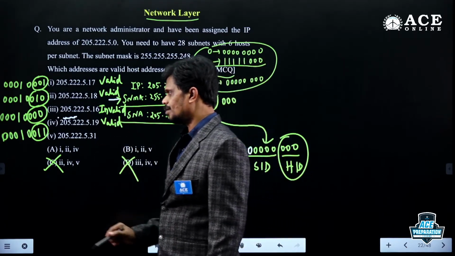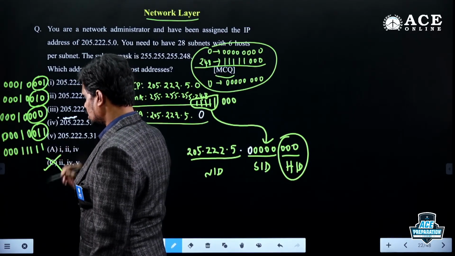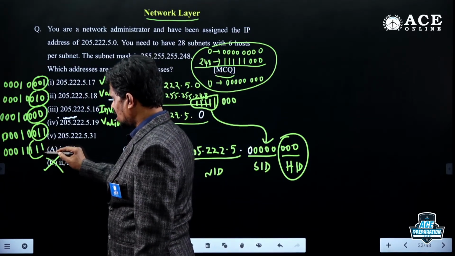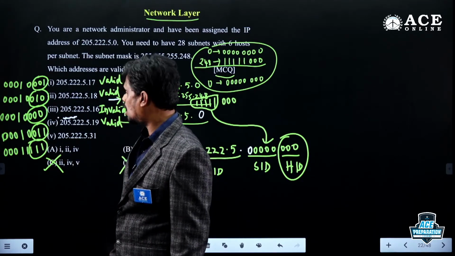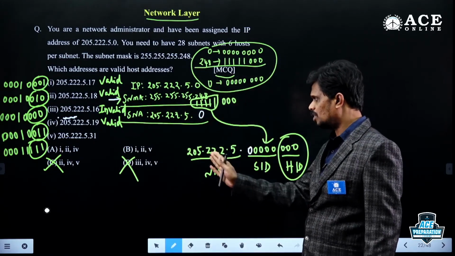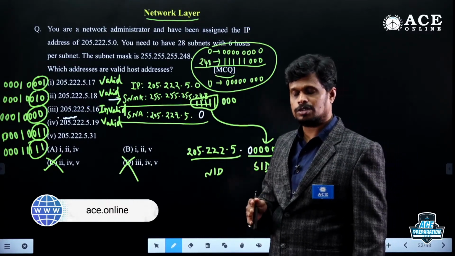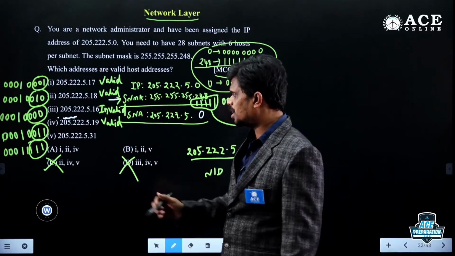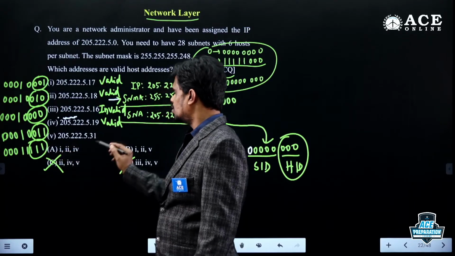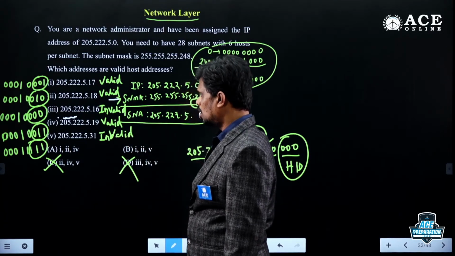But when it comes to 31, how can I write 31? This is 31, right? The last 3 bits, if I consider them, are all ones. To say an IP address is valid with respect to this subnet mask, what does it mean? The host ID portion should not be filled with all zeros or all ones. But here it is filled with all ones. So since it is filled with all ones, this is invalid. So the fifth one is invalid.